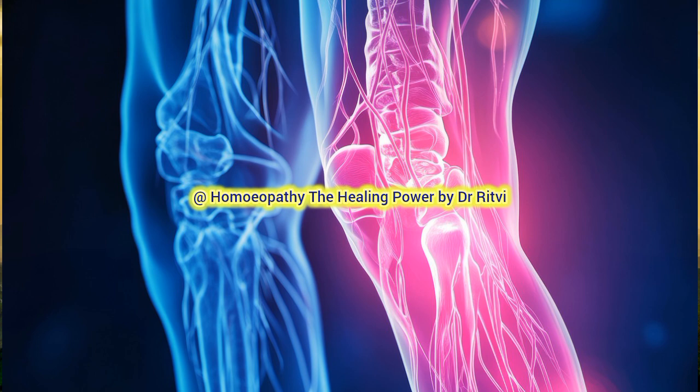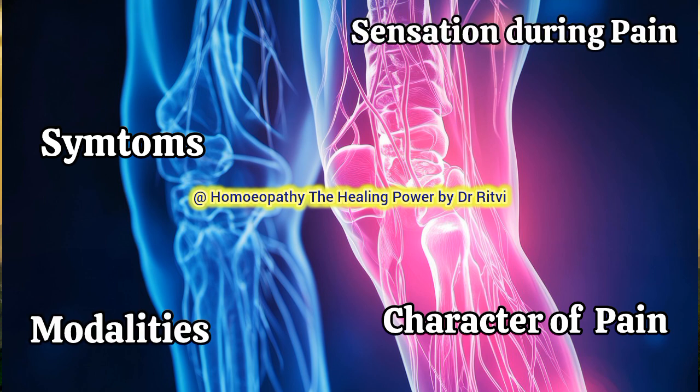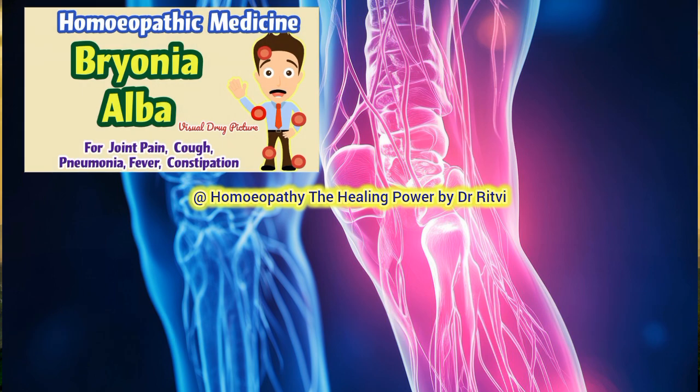They differ from each other on the basis of the symptoms, on the basis of the character of pain involved in the rheumatic pains. They also differ from each other on the basis of modalities, the sensation felt by the patient during the pain, the causation of rheumatism, as well as the most important concomitant symptoms which are seen along with rheumatic cases in most of the patients. Friends, all of these factors are important to consider while selecting the remedy for any rheumatic case.